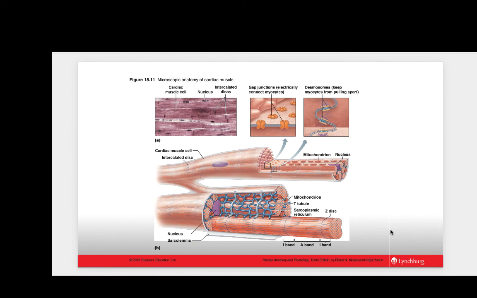So here are all the features that we can see there. You can see the gap junctions that help to connect the cells electrically so that ions can pass directly through. We have desmosomes that resist shear, and you can see the sarcoplasmic reticulum for storage of calcium, as well as T-tubules for action potentials to be able to dive deep down into the cell.